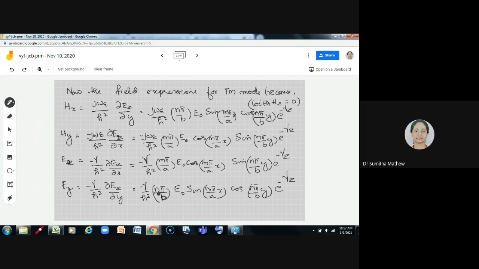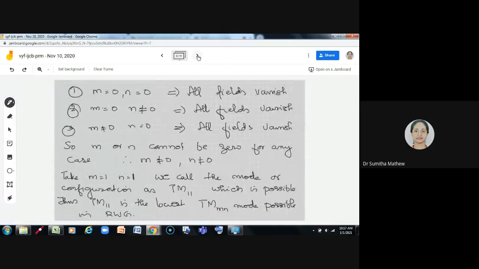Remember, it's for TM only. For TE, it will be different. So first condition, m equal to 0, n equal to 0. That is, all fields will vanish. Okay, it will not exist. Now, one of them is 0, the other one not equal to 0. M equal to 0, n not equal to 0. N can be any value, 1, 2, or 3, but m equal to 0. See what happens there.